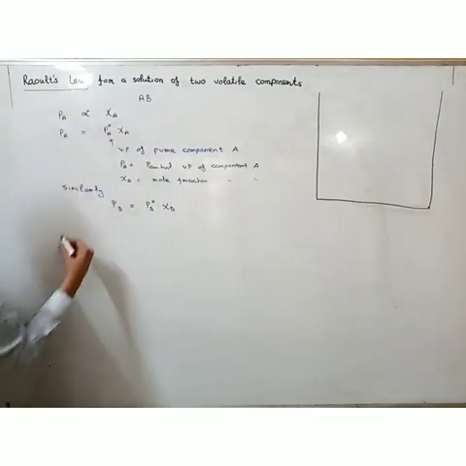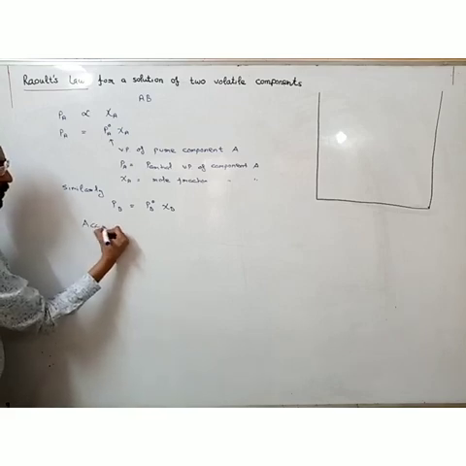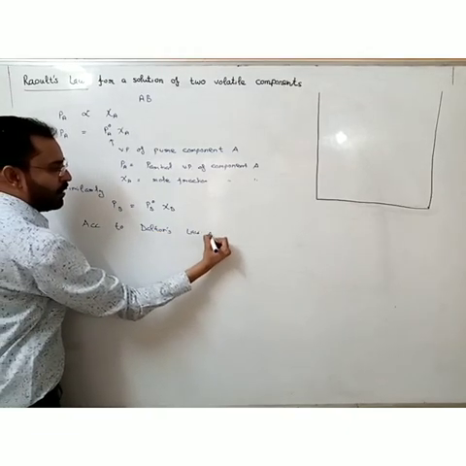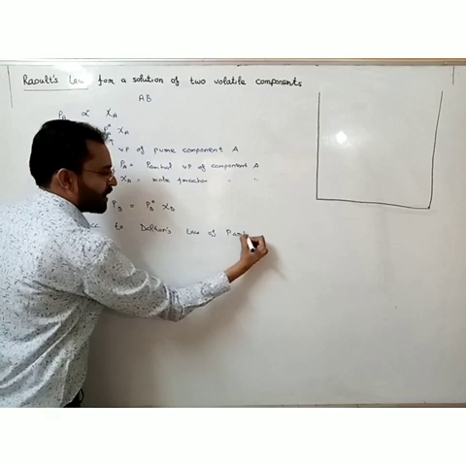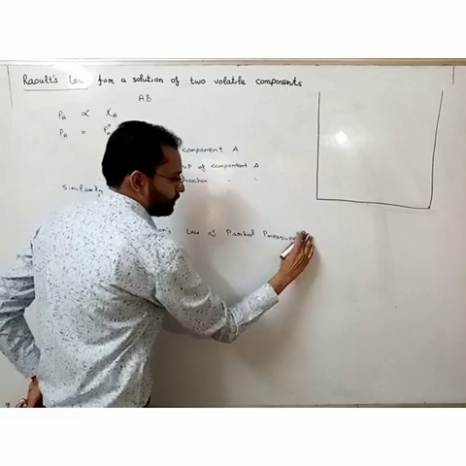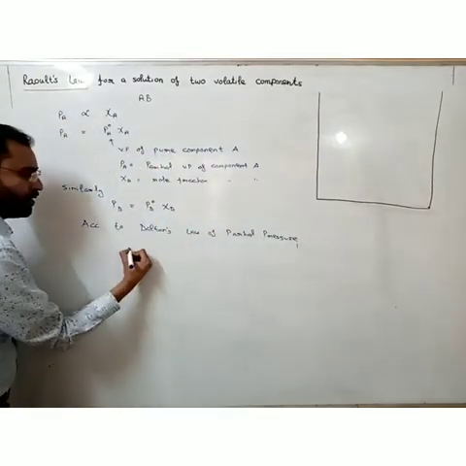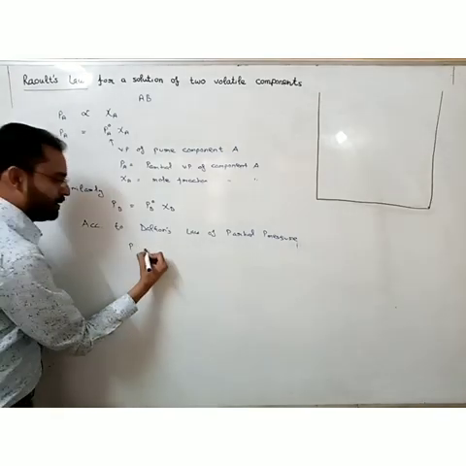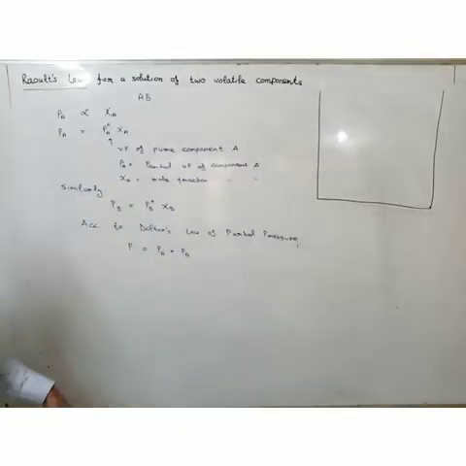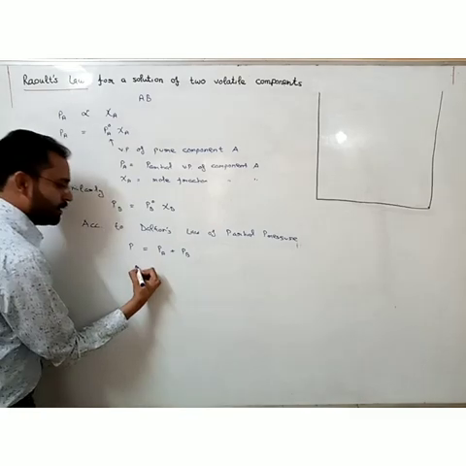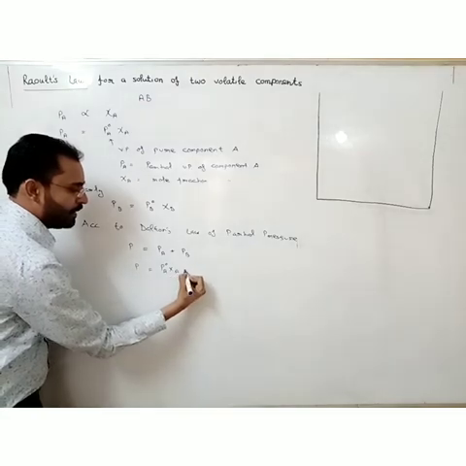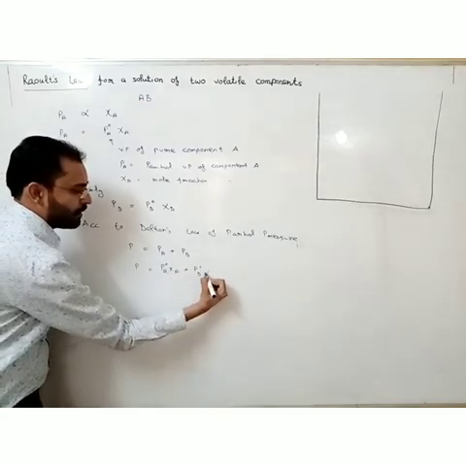This is according to Raoult's law, and we know according to Dalton's law of partial pressures, remember, vapor pressure of solution is the sum of partial pressures of all the components. That is, P is equal to PA plus PB. Substitute the values of PA and PB. P is equal to PA naught XA plus PB naught XB.